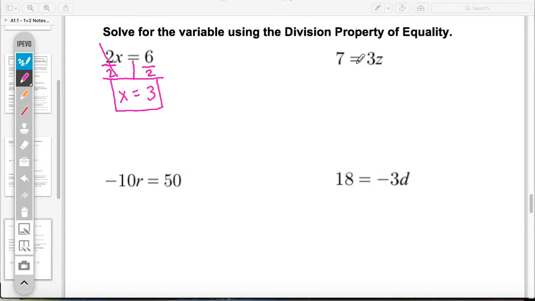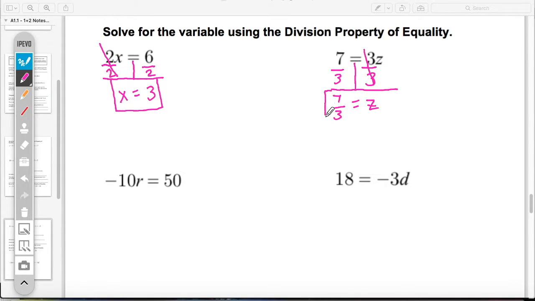Okay. Again, let's look over here. T-chart. I have 7 equals 3 times z. So I need to get rid of this 3 here. So I'll divide by 3 on both sides. 3's cancel. I'm left with z equals 7 divided by 3.